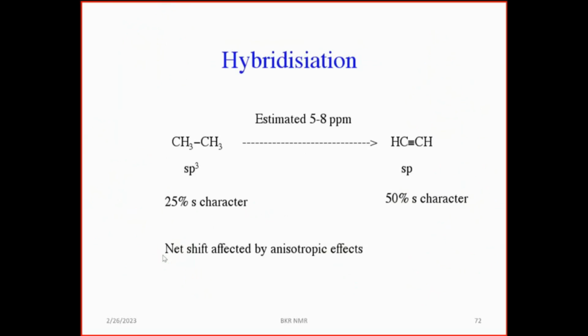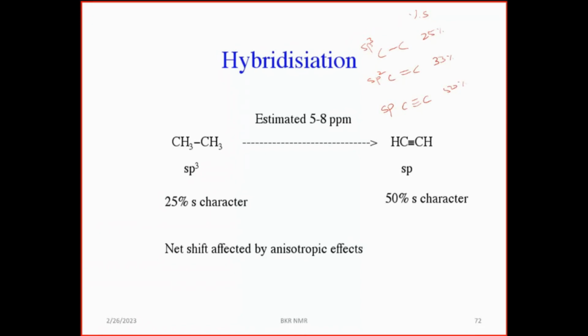When I talk about hybridization, I see C single bond C, C double bond C, and C triple bond C. C single bond C is sp3 hybridization, double bond is sp2 hybridization, and triple bond is sp hybridization. What is the percentage of S character? Here it is 25% S character, here 33% S character, and here 50% S character.